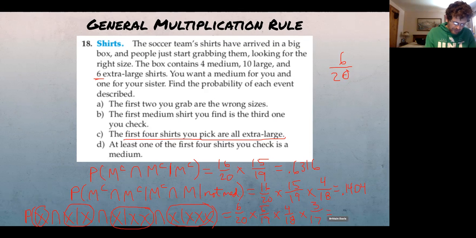That is what you can multiply together. Essentially, this is just 6 times 5 times 4 times 3 over 20 times 19 times 18 times 17, and this is how I'd actually plug it in my calculator. So I just do all the numerators multiplied together, divided by all the denominators multiplied together, put parentheses around it. We can go ahead and get that number.